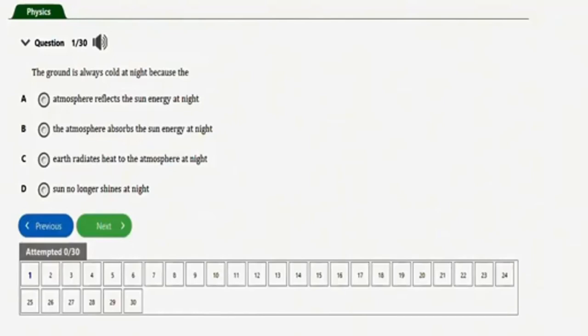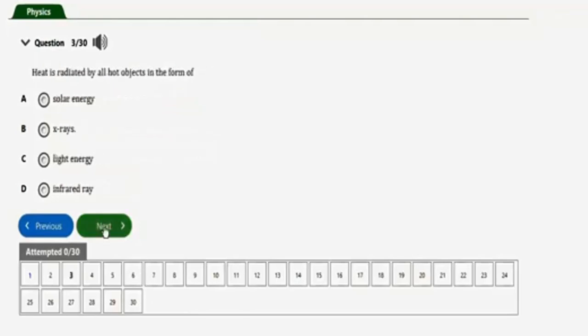Let's go to the next repeated question. Heat is radiated by all hot objects in the form of infrared ray. Option D. Alright, so the correct option in this question is option D. Infrared ray is not light energy, it's not X-ray, it's not solar energy, it's infrared ray. Alright, so the next question is this one.